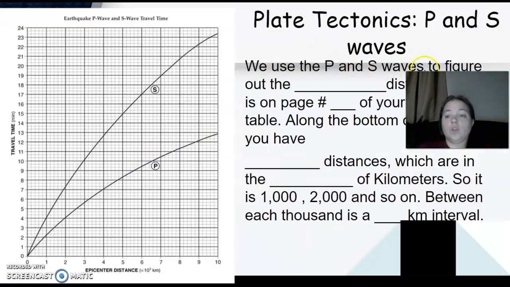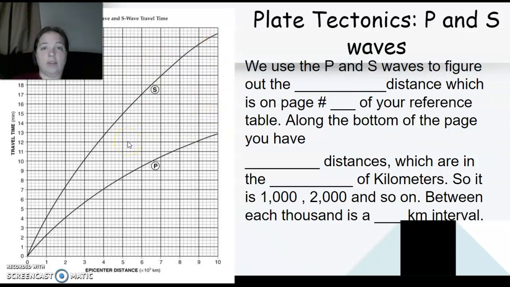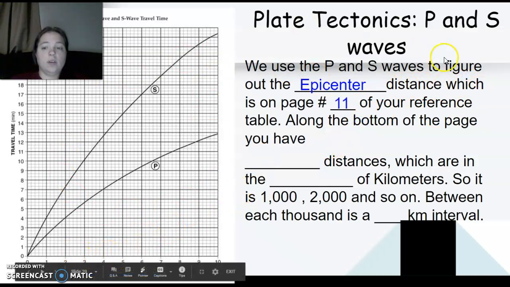Okay, so we're going to do a little bit of work looking at page 11. So we've looked at page 5, we've looked at page 10, now we're looking at page 11. So we use the P and S waves to figure out the epicenter distance, how far away. Remember, we got to figure out where that epicenter happened so that we can get help. So how do you find the distance? Distance is found on page 11, like I said, of your reference table. Along the bottom of this page, you have the, sorry, that darn bar keeps popping up.